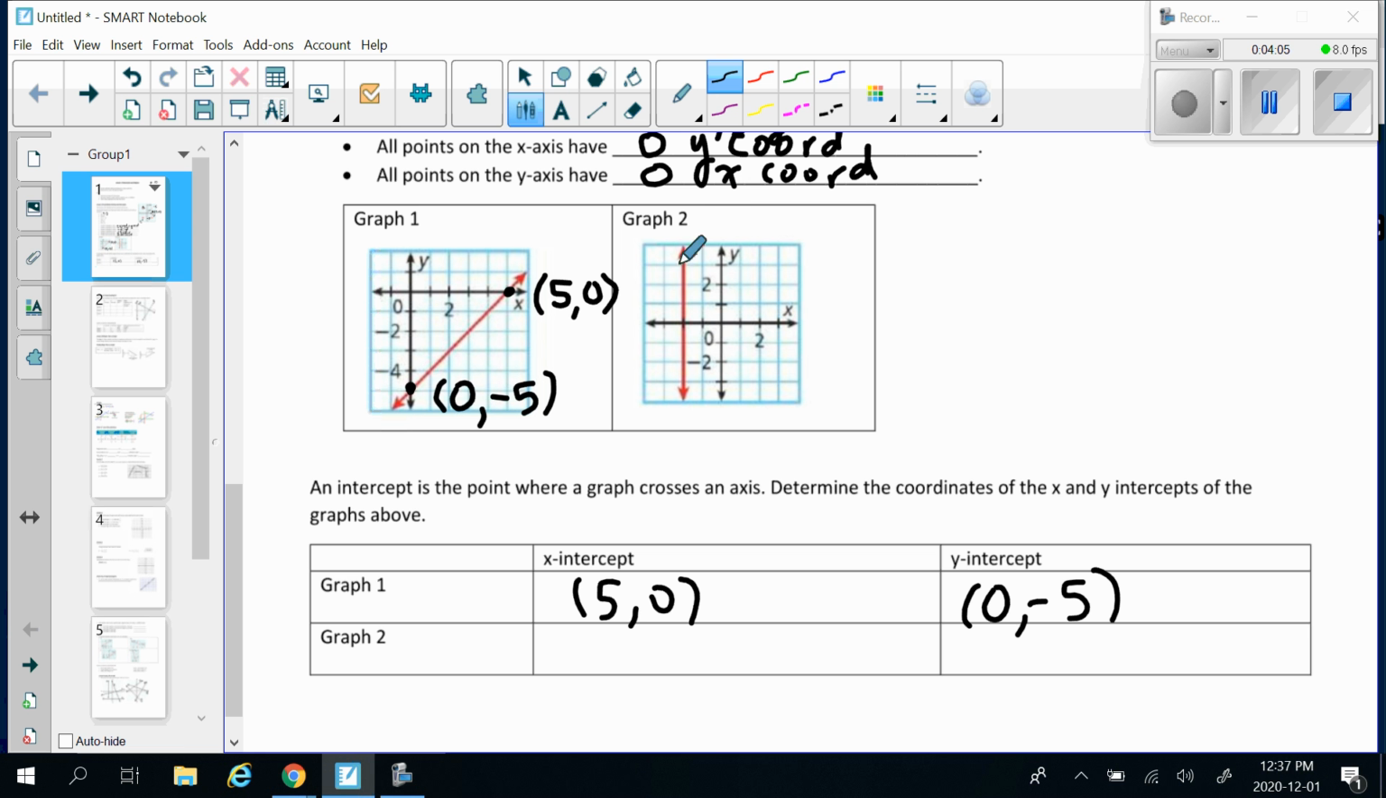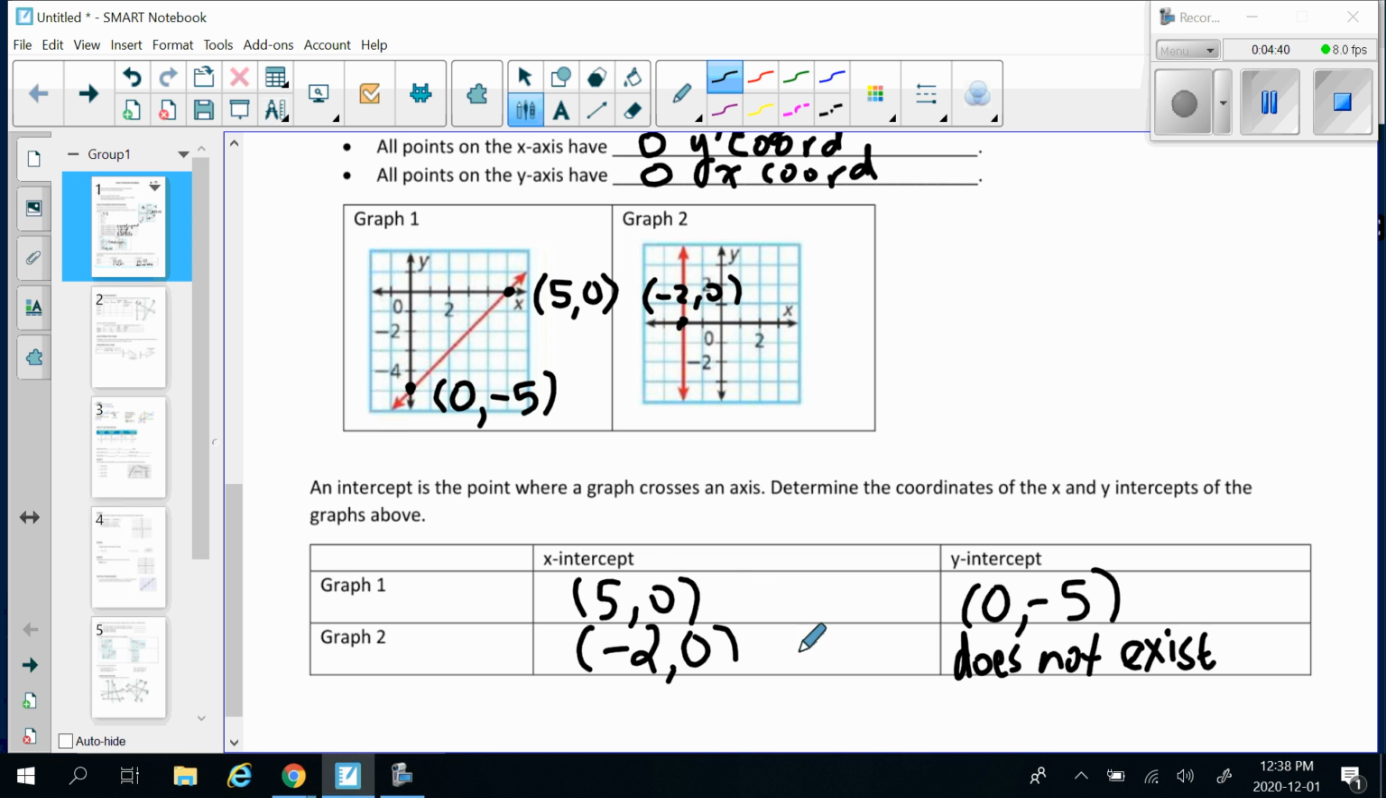If you look at graph number 2, then it touches the x-axis here at (-2, 0). So the x-intercept is (-2, 0). But the y-intercept, as you can see, this red graph is going to go forever upwards and forever downwards, but because it's a vertical line, it's never going to touch the y-axis. So the y-intercept does not exist in this case.